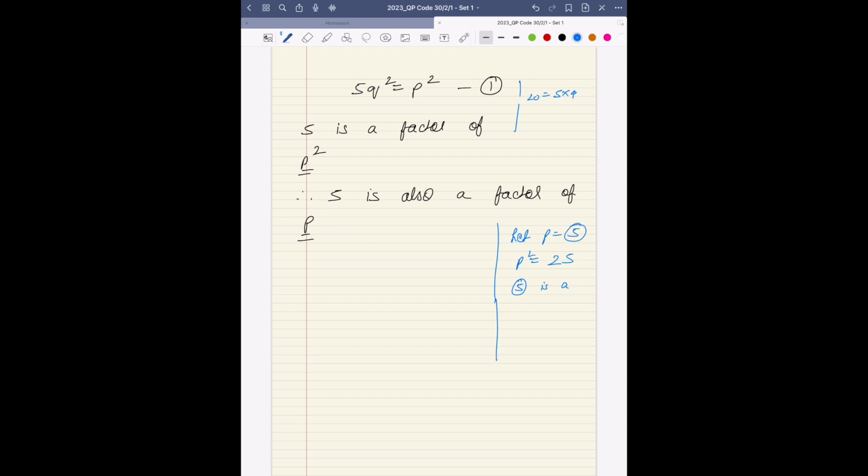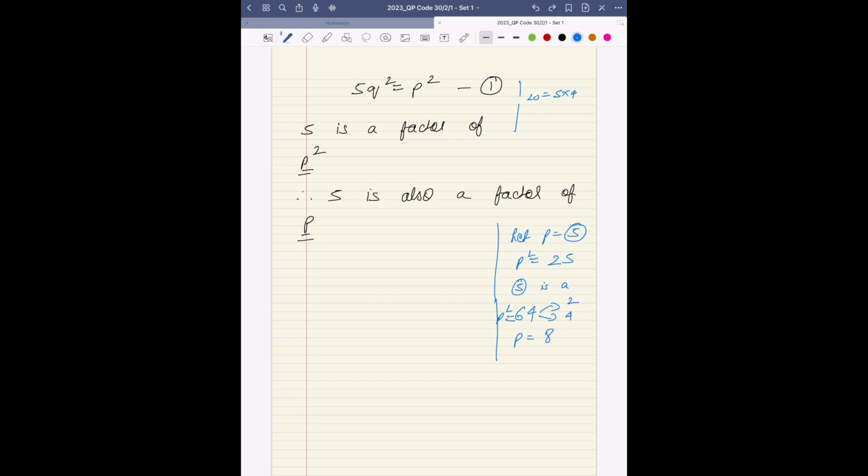Take any other number, take 64, right? So this is P square. What is P? P is 8. Take any factor of 64. You can take 2, you can take 4, you can take 16, right? So you can simply say that if 2 is a factor of 64, then 2 is also a factor of 8, right? Hence, 5 is also a factor of P.